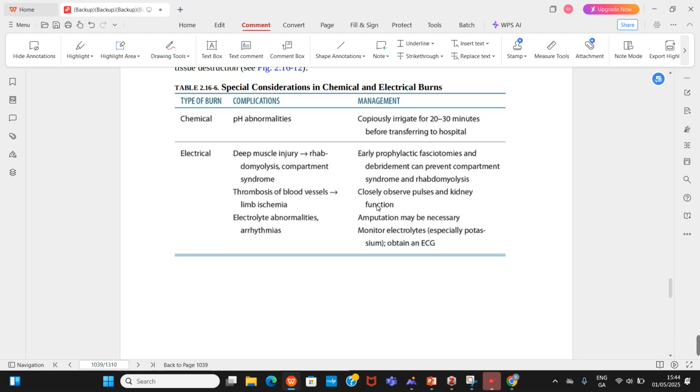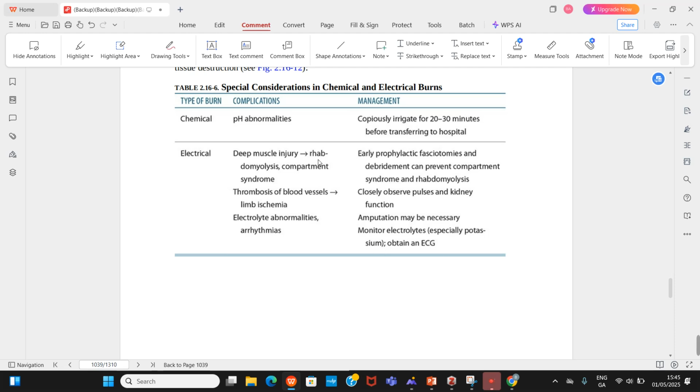So you always want to be monitoring the pulses from time to time because you are scared of thrombosis of the vessels with eventual ischemia. Some people will just suffer ordinary electrical burn and they can end up losing their legs or their hands. Why? Because of thrombosis to the blood vessels. So everything that we have in this area, we have explained it.